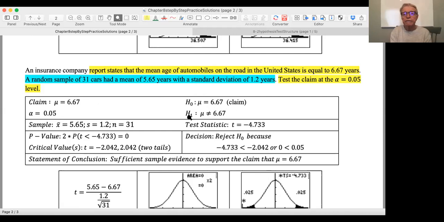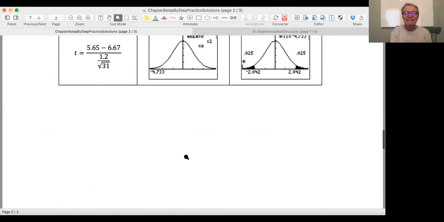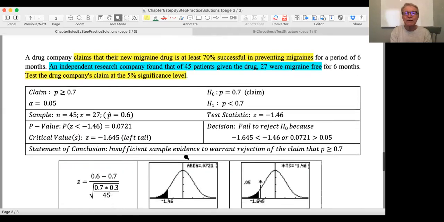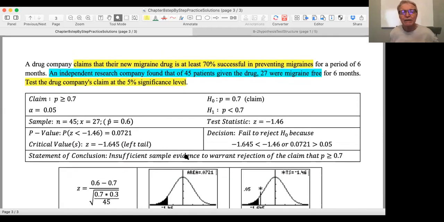The alternate, what's the complement of equal? It's not equal. Everything but equal, everything but that value. So mu, again, 6.67 again, but not equal. Okay, let's quickly go to the next one. A drug company claims that their new migraine drug is at least 70% successful in preventing migraines for a period of 6 months.